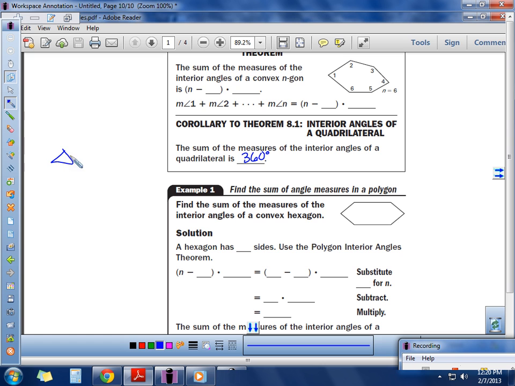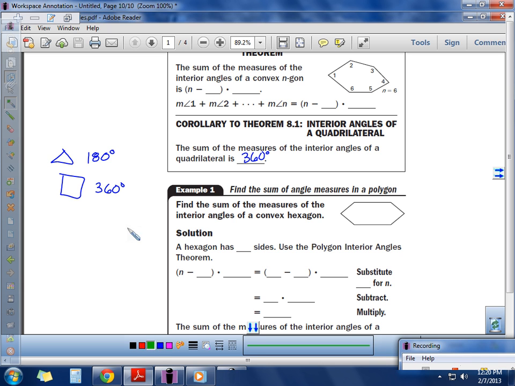You should know that a triangle's interior sum is 180, and that a quadrilateral's interior sum is 360. The others, if you know them, it's helpful. It may speed things up, but I'm not going to make you memorize other ones. These two, you should know. We're going to get more detailed with them a little bit later.